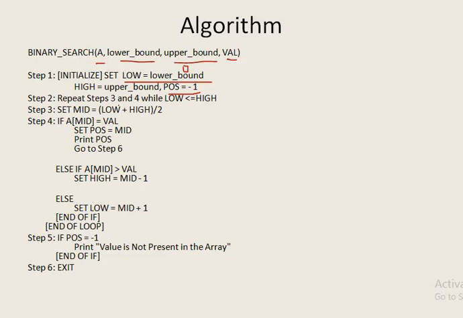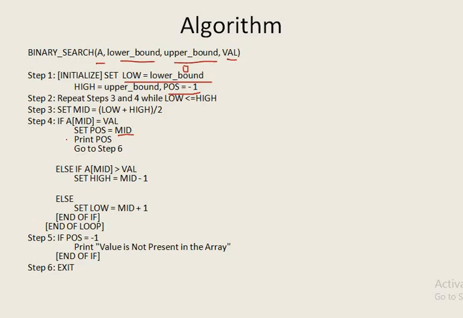So repeat steps 3 and 4 while low is less than or equal to high. The next step is to set mid equal to (low plus high) by 2. So we are applying the formula for finding the middle position, then comparing the element with the mid value. If a match is found, that is, if A of mid is equal to val, where val represents the element being searched and A of mid represents the value at the mid position, then position is set to mid, and this position is returned and the program will be exited.